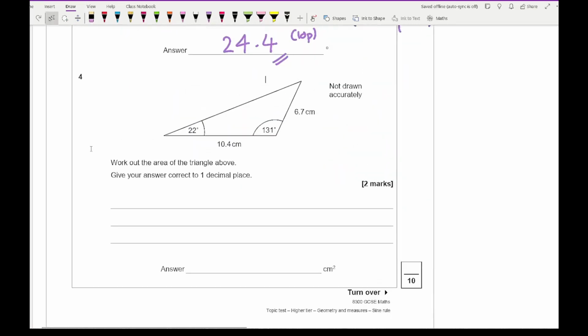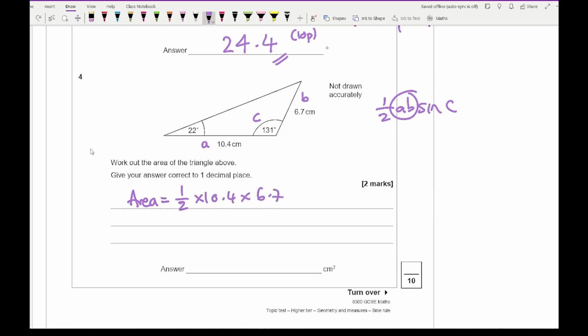Moving on to question 4, it says work out the area of this triangle, give your answer correct to one decimal place. So the question here is testing me on which sides I know. Am I going to use 22 or am I going to use 131? Now for this, the formula is half ab sine C. So the two sides are going to be a and b. So I'm going to call this angle C, this is going to be a, and this is going to be b. So therefore the area is going to be a half times 10.4 times 6.7 multiplied by sine 131.